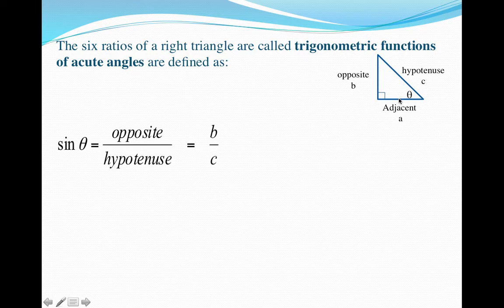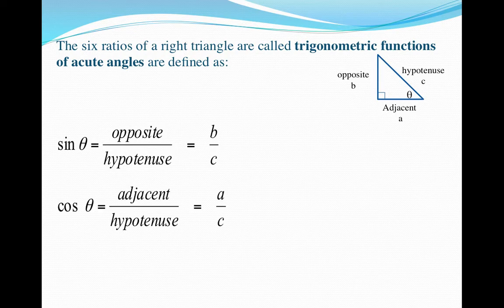The sine of theta is defined as the opposite side, which is B, divided by the hypotenuse, which is C. So this is the length of the opposite side divided by the length of the hypotenuse. Cosine of theta is defined as the length of the adjacent side divided by the hypotenuse. And the tangent of theta is defined as the length of the opposite side divided by the length of the adjacent side.